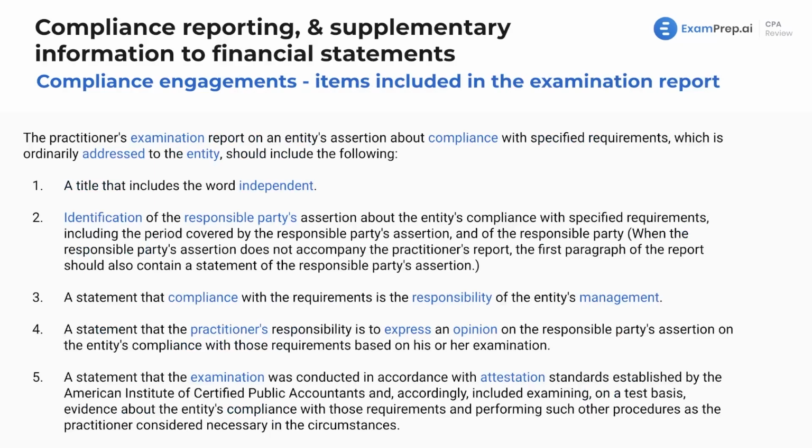What are some items excluded and included? Let's talk about those. First, let's go through the items that are included. Well, the practitioner examination report, this is the end product, the end deliverable. What are we going to include here?